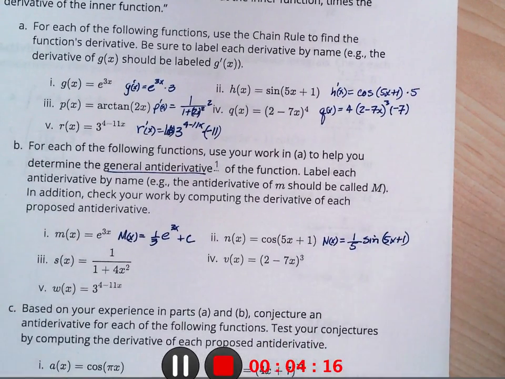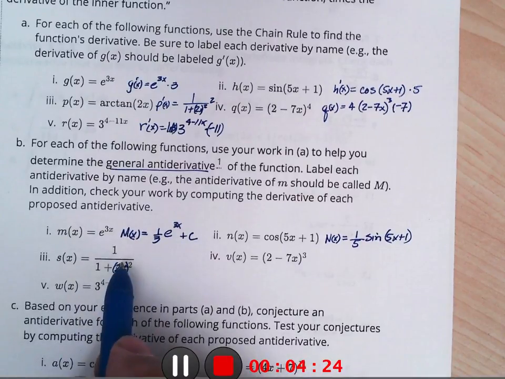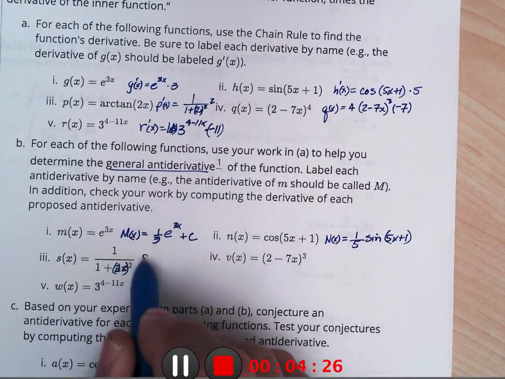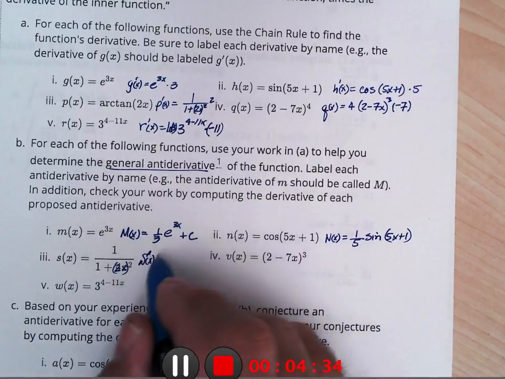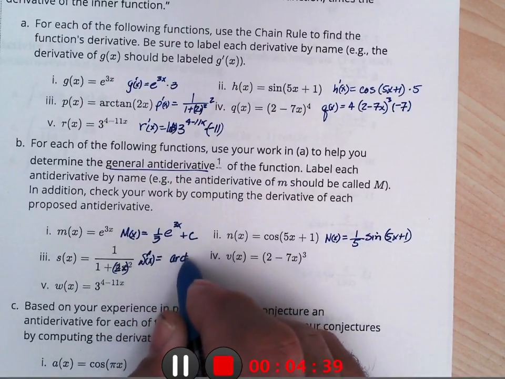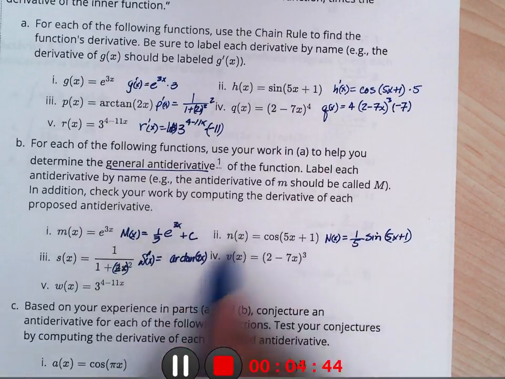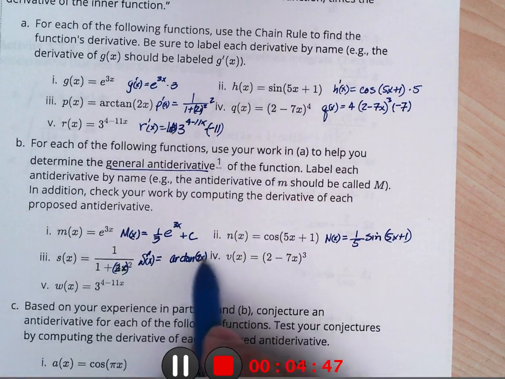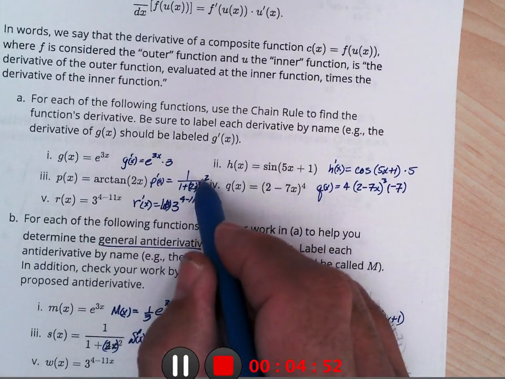On this one, this is 2x quantity squared, so this looks like the arctangent. So the antiderivative of this, the capital S, would be arctangent, or tangent inverse of 2x. That's what creates that 2x, but the derivative of the inside would create a 2, like it did here, times 2, so we have to divide that out, divided by 2.